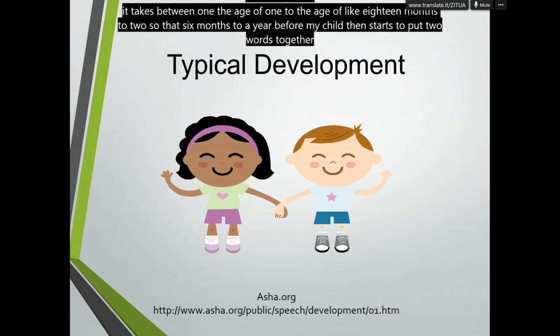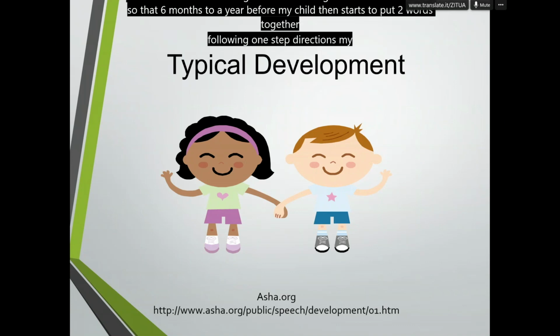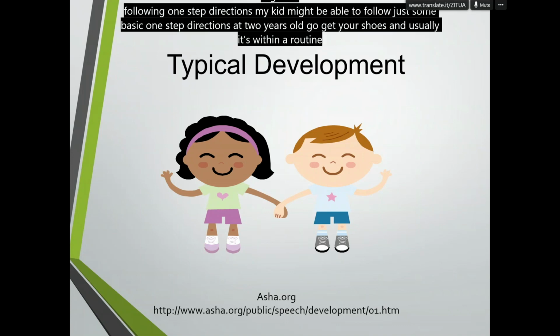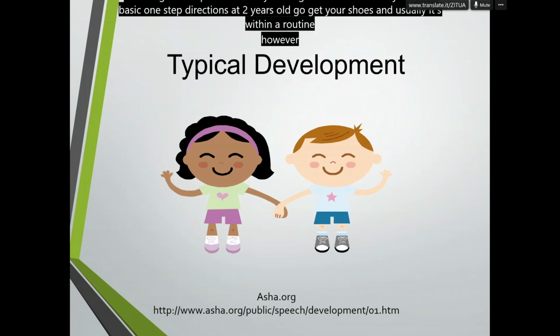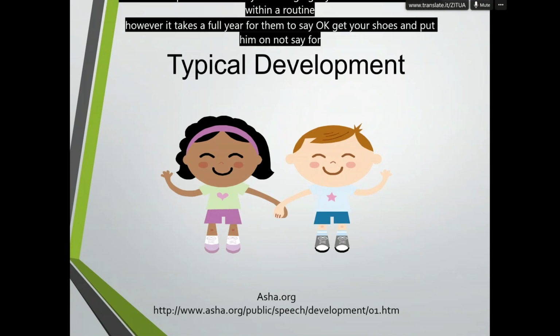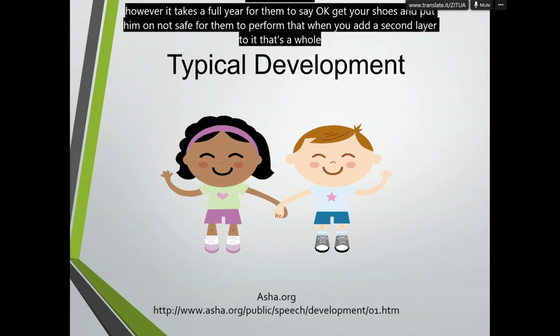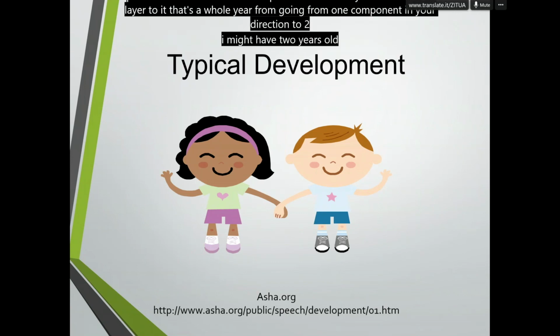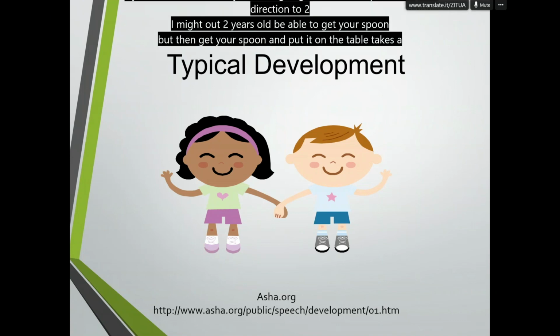Following one-step directions, my kid might be able to follow just some basic one-step directions at 2 years old. Go get your shoes, and usually it's within a routine. However, it takes a full year for them to follow a two-step direction, like get your shoes and put them on. When you add a second layer to it, that's a whole year from going from one component in your direction to 2. At 2 years old I might be able to get your spoon, but then get your spoon and put it on the table, it takes a whole year to get between those 2 steps.